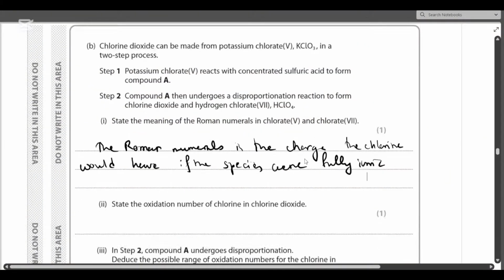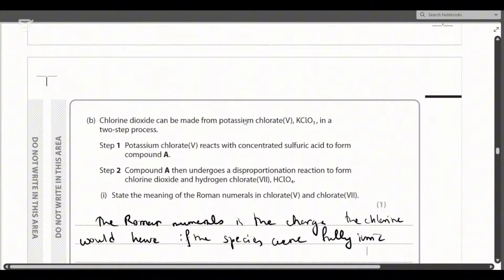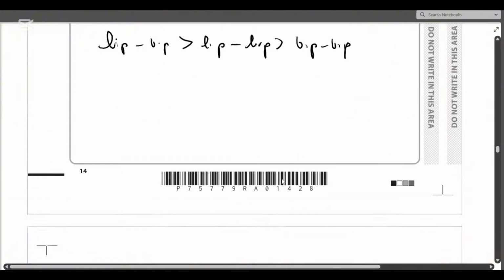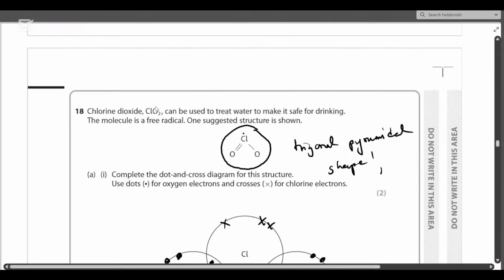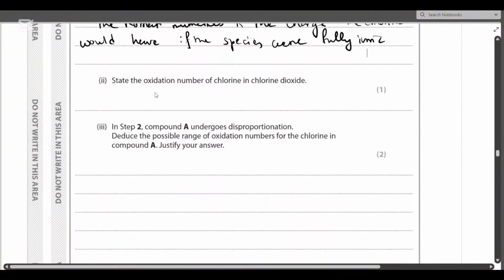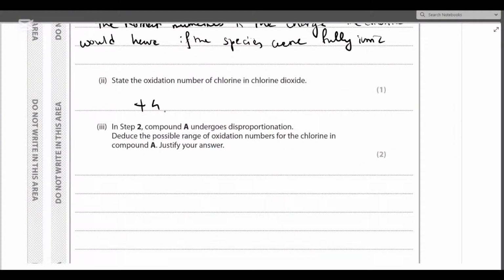Okay, moving on, state the oxidation number of chlorine in chlorine dioxide. That's pretty simple. It's +4 if you do the math. So the oxidation number is +4.